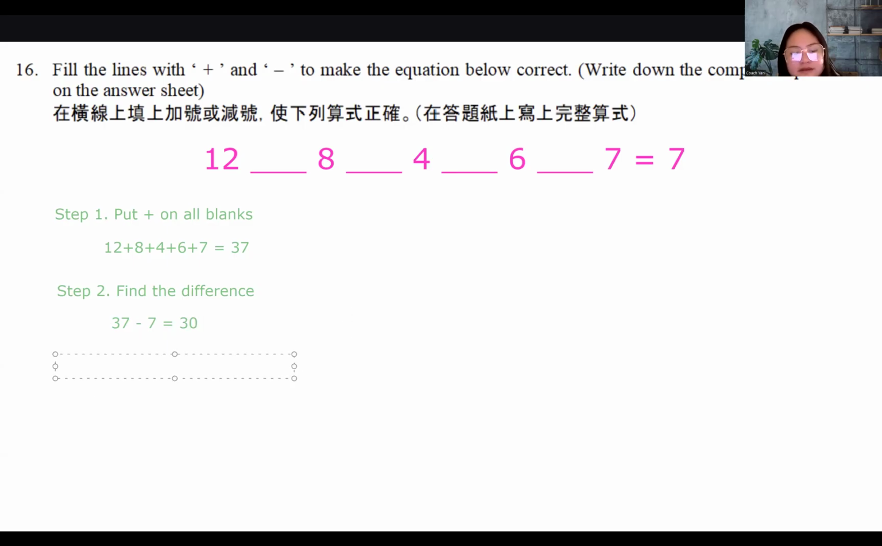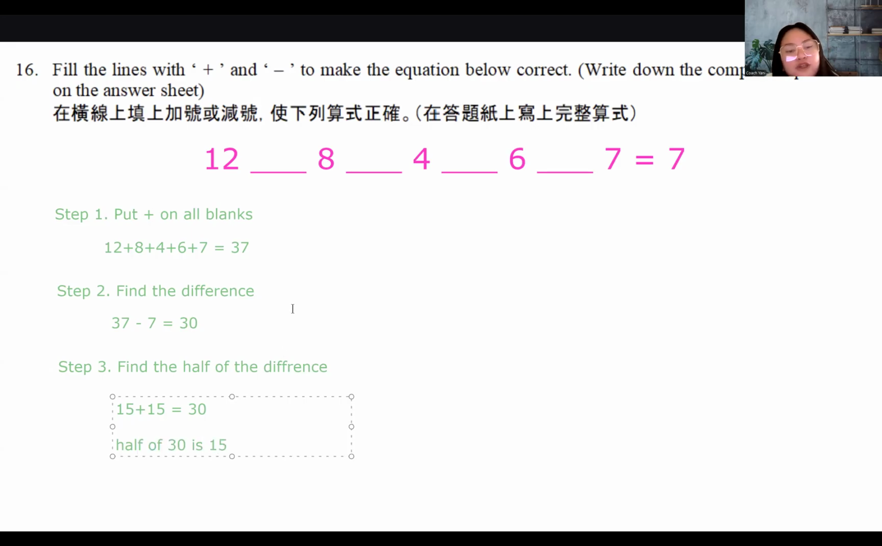Step 3, you need to find the half of the difference. So if you can immediately find it, very good. You know that 15 plus 15 is equal to 30. So that means half of 30 is 15. So you look at the numbers, there is no 15 there. So what do you need to do? You need to do an extra step. Step 4, find two numbers that give 15.